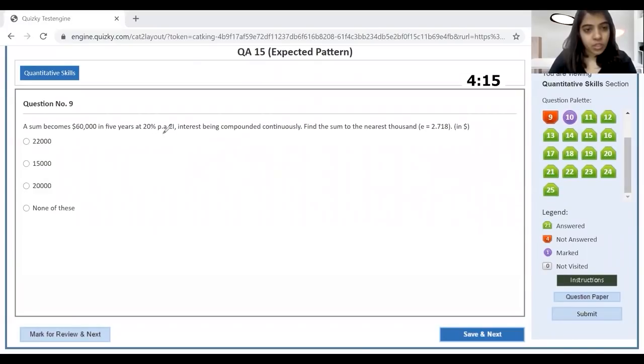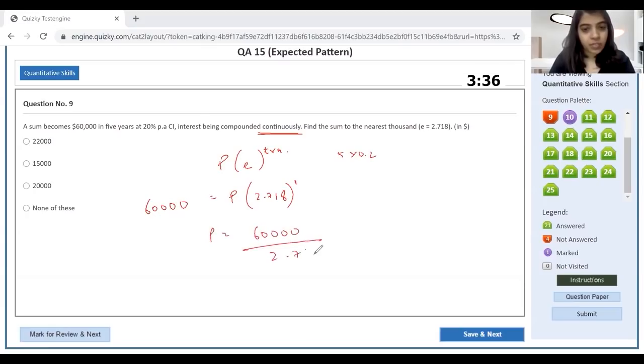60,000 in 5 years at 20% compound interest being compounded continuously. Okay, this is not annually, this is continuously, right? So what is it telling us? Sum to the nearest thousand. So what is the interest compounded annually? P into e to the power t into r, right? Which is equal to p, so becomes 60,000. This is a final sum, which is p into 2.718 to the power t into r, 5 into 0.2, right? Which is 1. So p equals 60,000 upon 2.718.